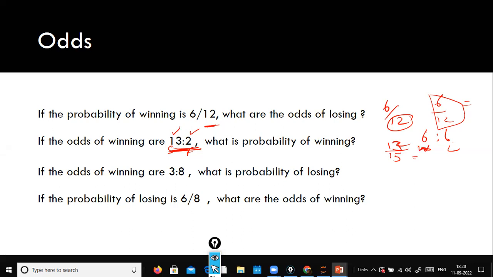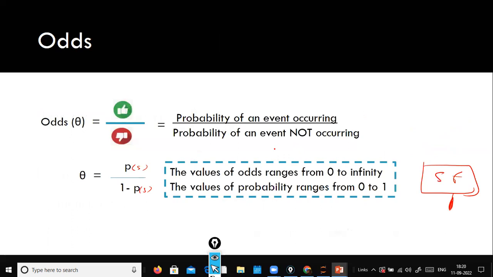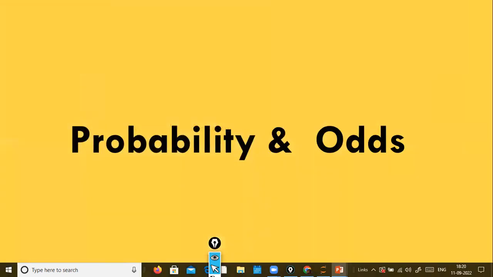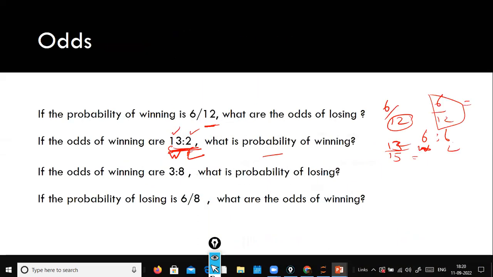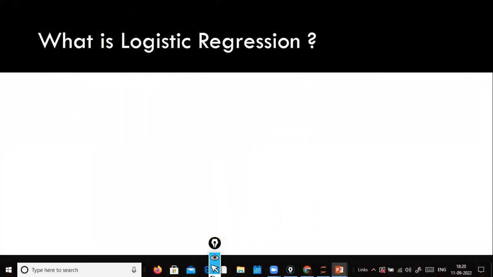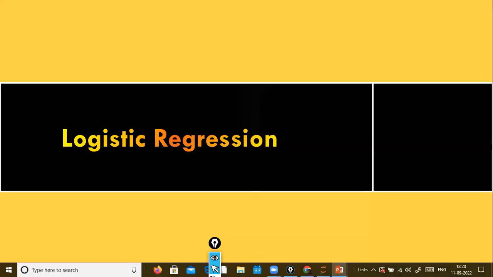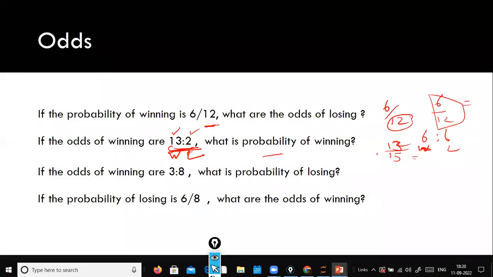No, no, no. See, this is the winning, and this is the losing. What is the probability of winning? In the denominator, look here, this is the formula: the total number of possible outcomes, 13 plus 2. This is winning, so this is losing, obviously. The denominator should be 15. 13 by 15 is your probability of winning, and 2 over 15 is your probability of losing.